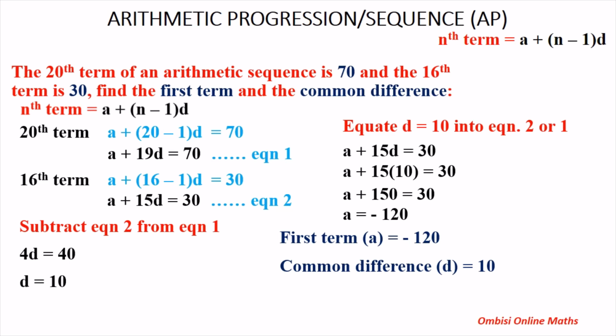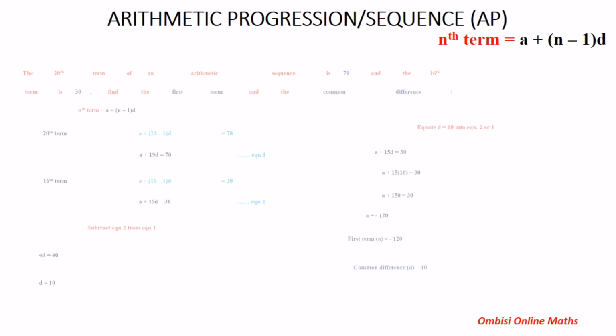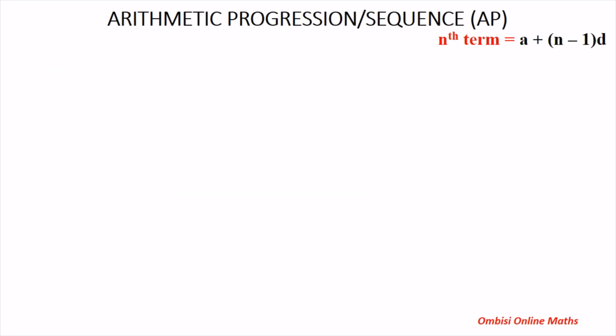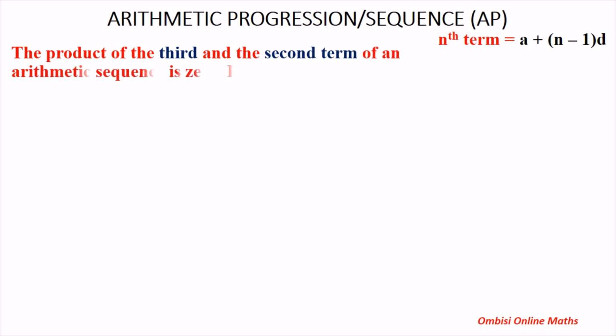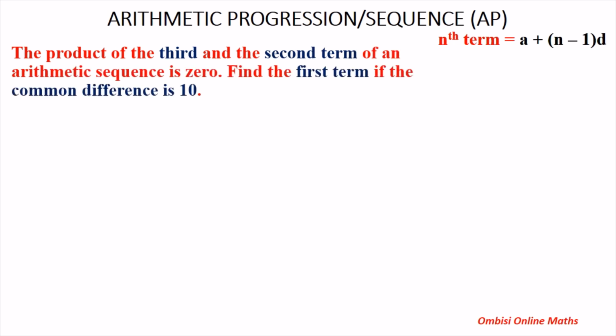Now going ahead, we are also going to look at another question. The question says, the product of the third and the second term of an arithmetic sequence is 0. Find the first term if the common difference is 10. Now, when you talk about product, that is just multiplication.